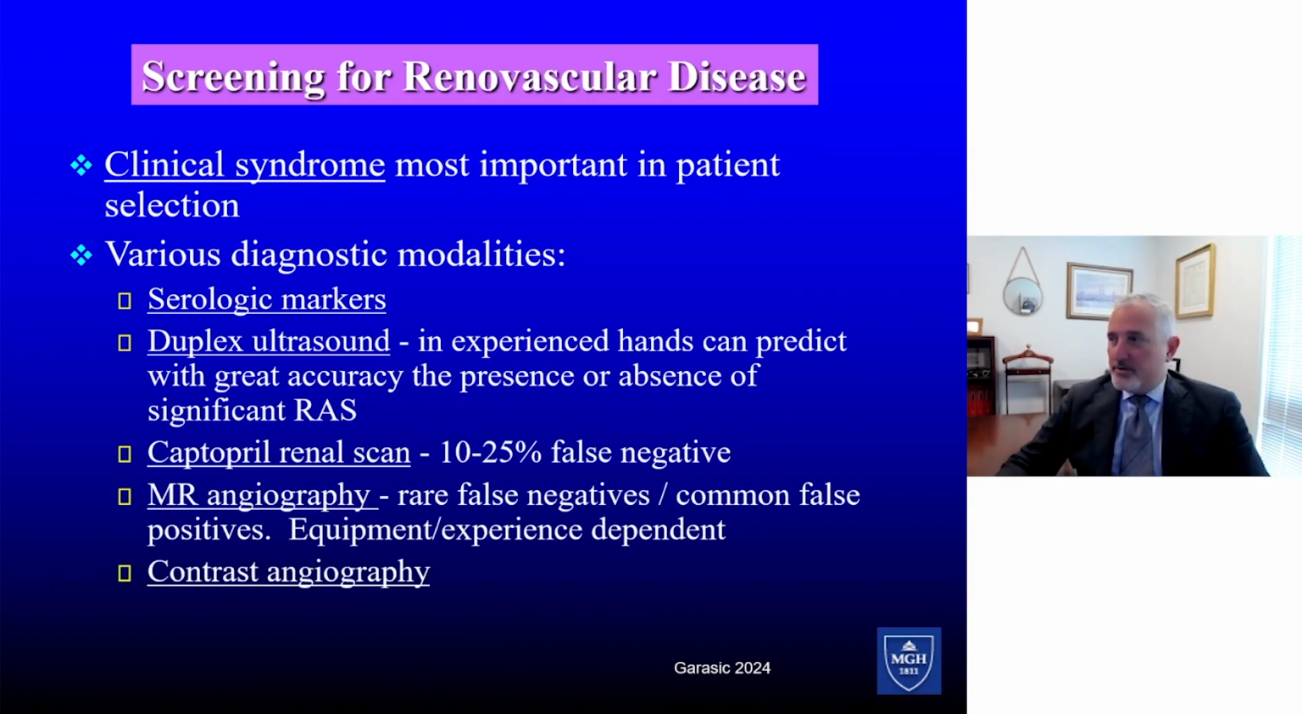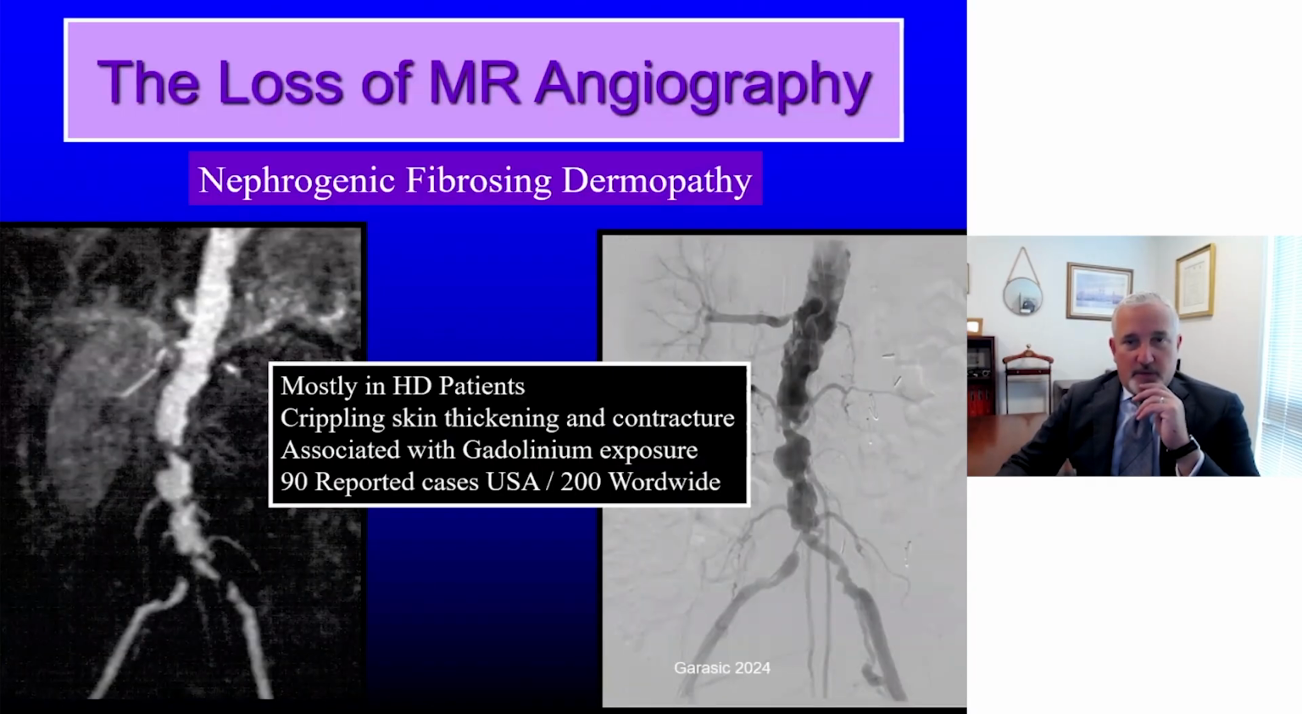And then contrast angiography, which we'll talk a little bit about. So again, with the concern about NSF, nephrogenic systemic fibrosis, MR had sort of dropped off the radar. Here you can see the kind of data that you get from MR on the left-sided panel and from actual invasive angiography on the right-sided panel.